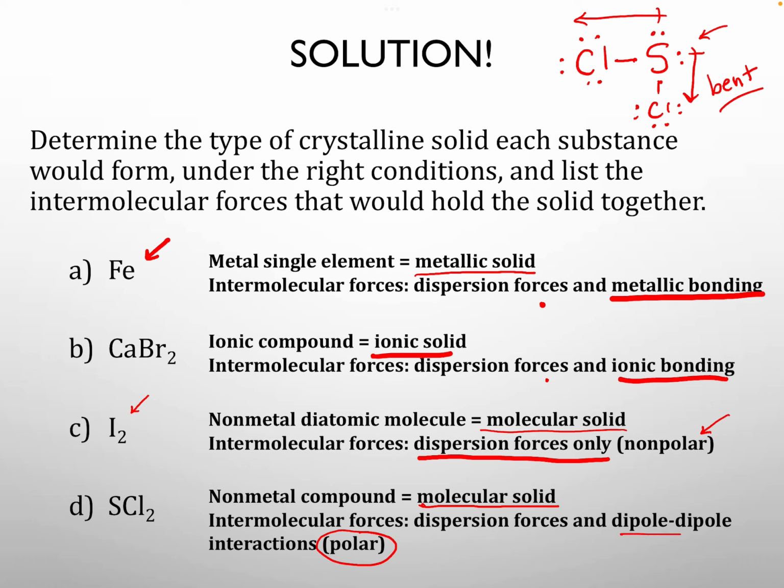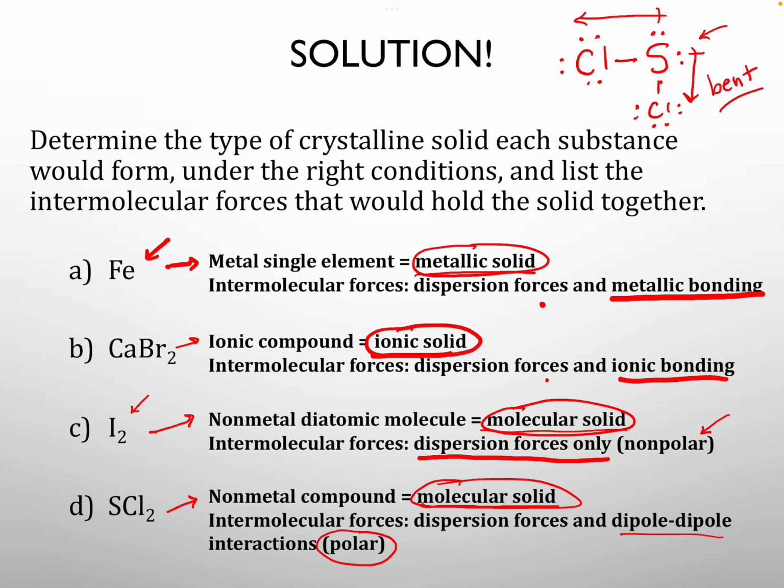Okay, so since it's polar, it's held together by dipole-dipole interactions and also dispersion forces. Okay, I want to go over this one more time. So this is a metal, therefore it makes a metallic solid. This is an ionic compound, therefore it makes an ionic solid. This is a non-metal, and it's going to make a molecular solid. This is non-metals, makes a molecular solid. So your options for the type of solid that can form are only molecular, ionic, or metallic. Those are your 3 options, and that's it.